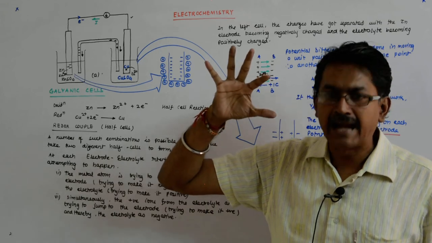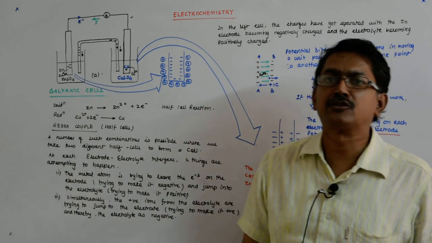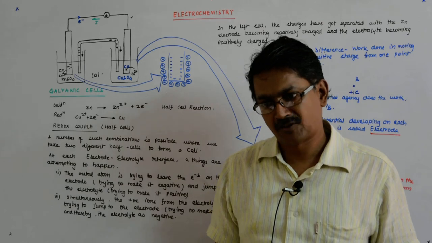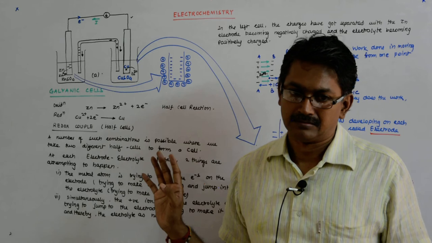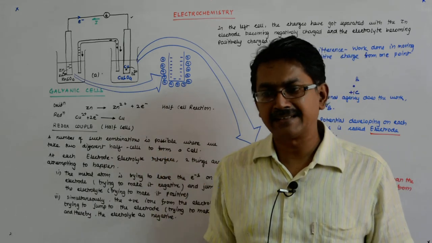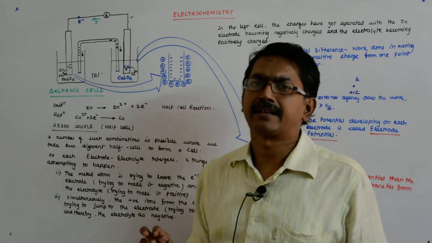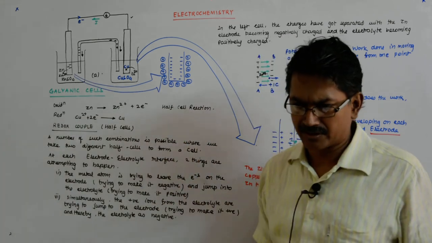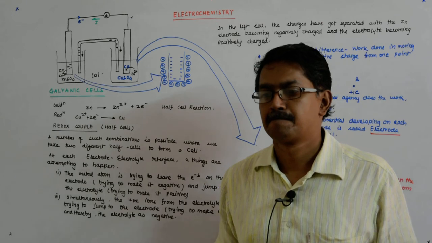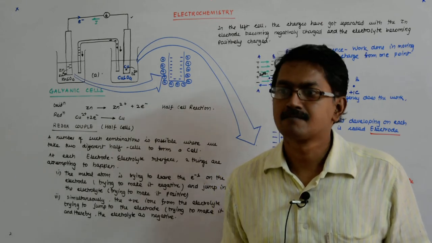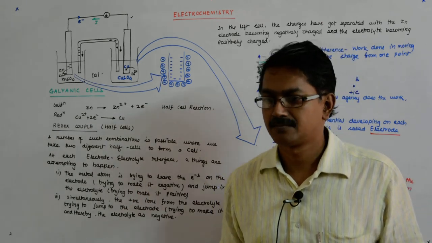Get it? And it has a hell of a lot to do with physics. It's all physics operating underneath all this. So if you understand the electrostatics and the electrostatic potential, you understand chemistry. So at some time the current also stops flowing, because the salt bridge is not able to transfer. Then the salt bridge has to be changed.